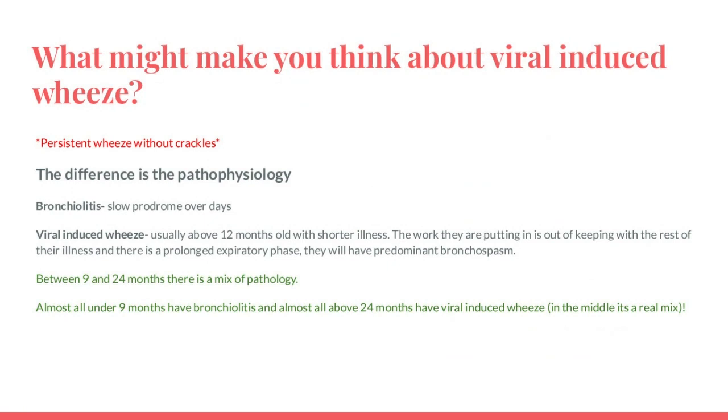Between 9 and 24 months of age, there's a mix of pathology, and almost all under 9 months will be bronchiolitis, and almost all above 24 months will be viral induced wheeze. But in the middle, there is a real mix. And again, illnesses don't read textbooks, so that's not always the case, but that's pretty much how it follows. Especially with your SBA questions for exams, those age ranges can really help you to find what the correct answer might be.